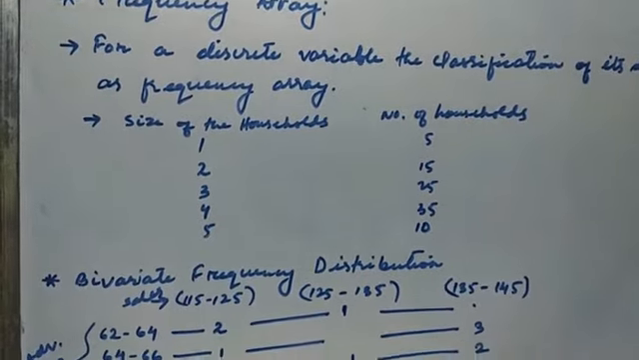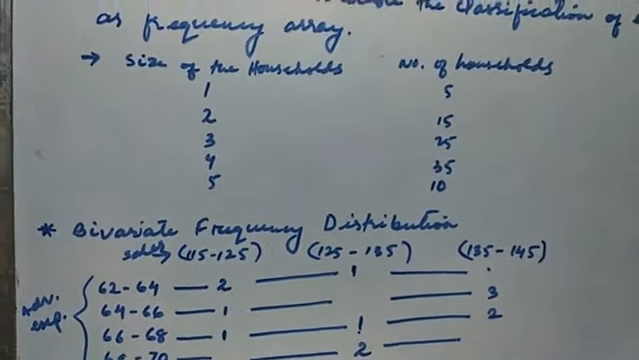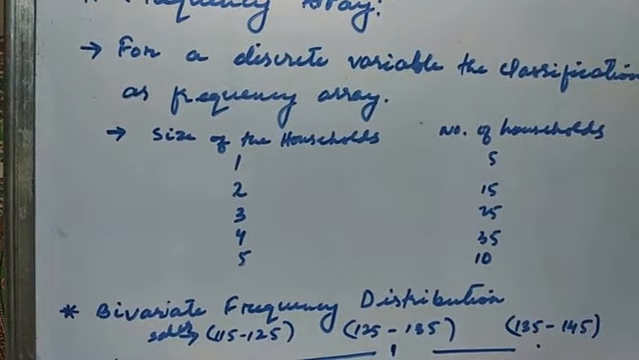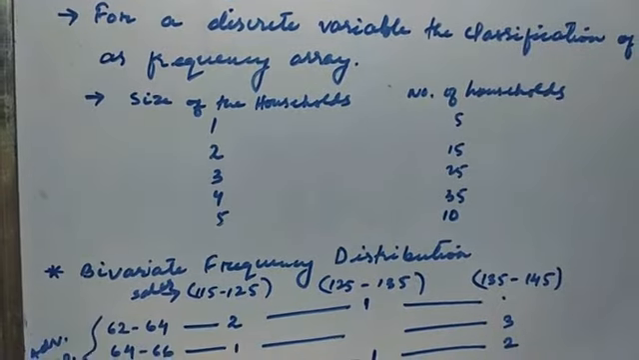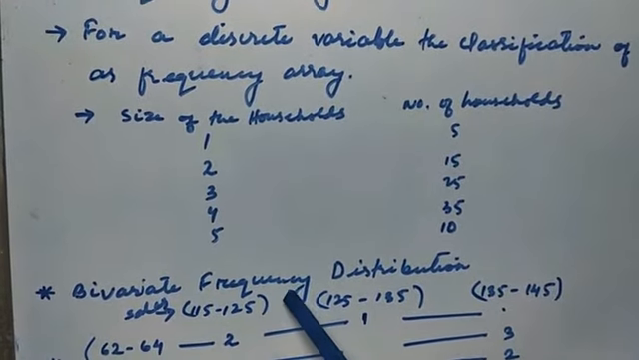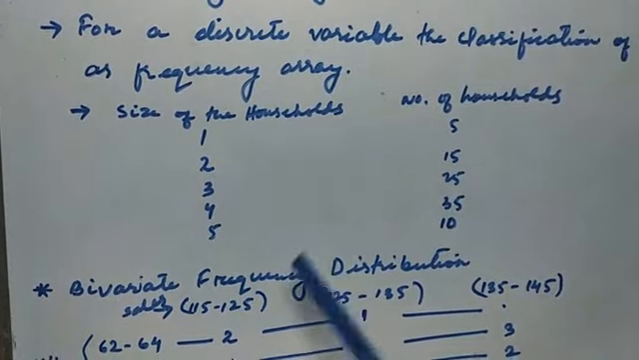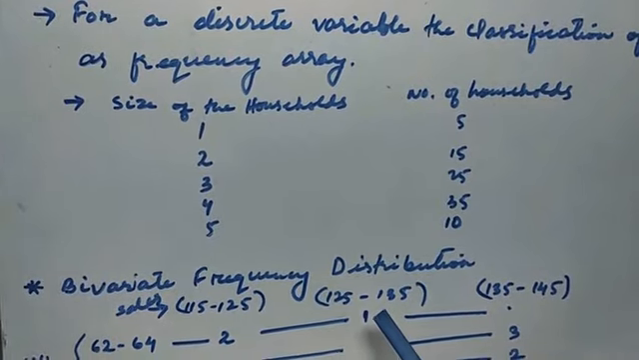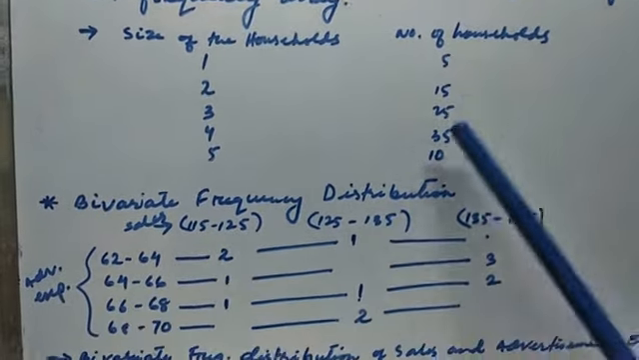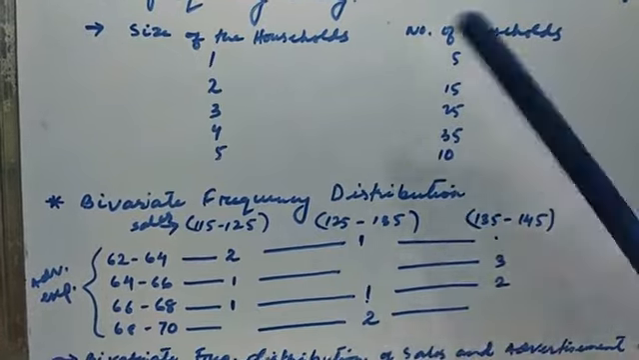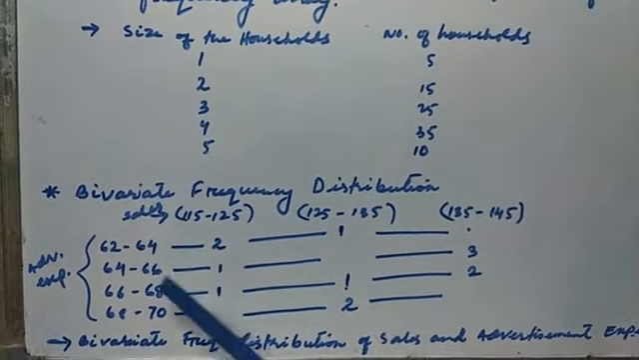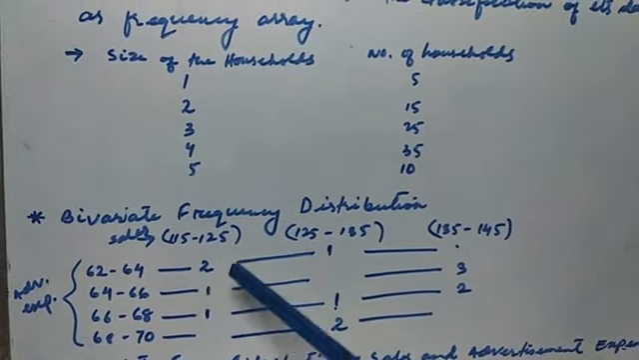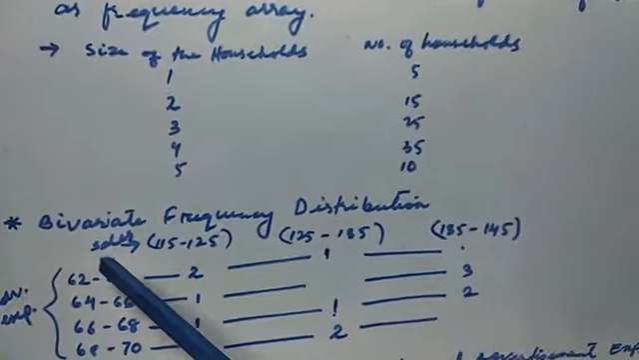The last topic is the bivariate frequency distribution. What is it all about? By definition, a bivariate frequency distribution is the frequency distribution of two variables, and not just one. We will discuss it in detail when we come to study correlation. When we discuss correlation, we'll talk more about this bivariate frequency distribution.